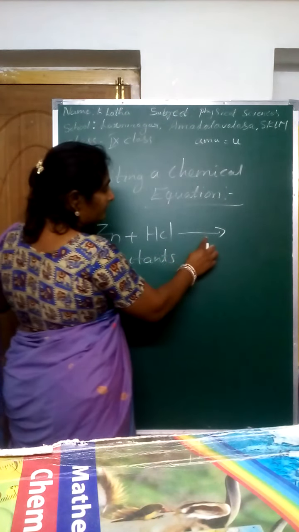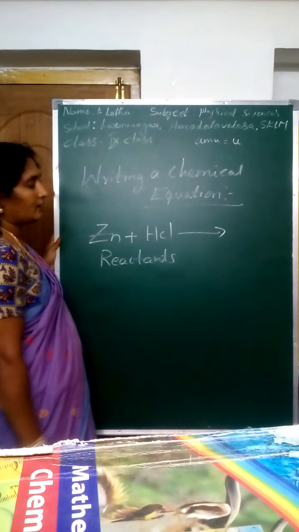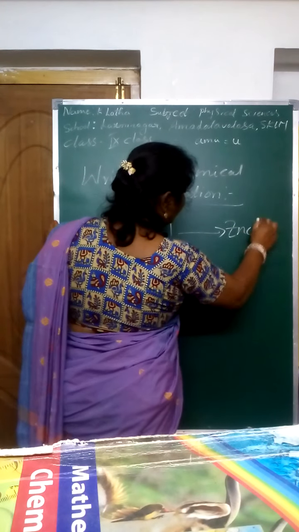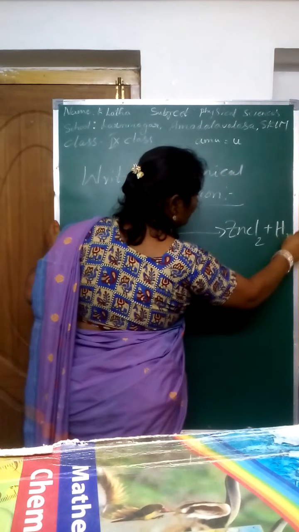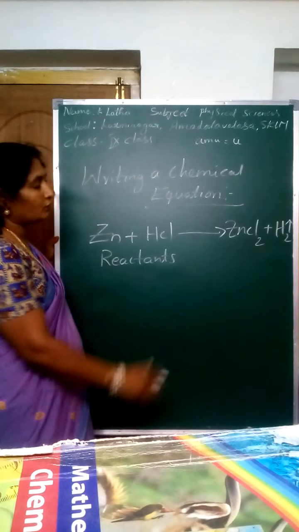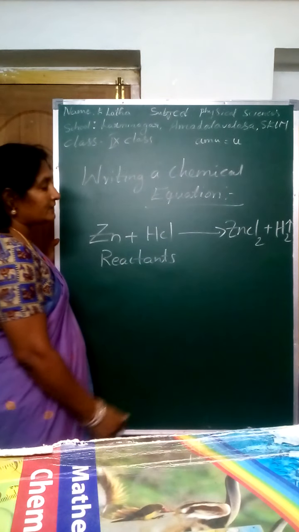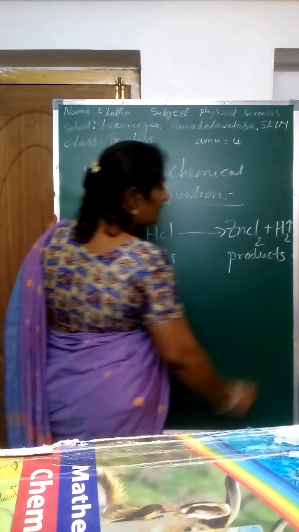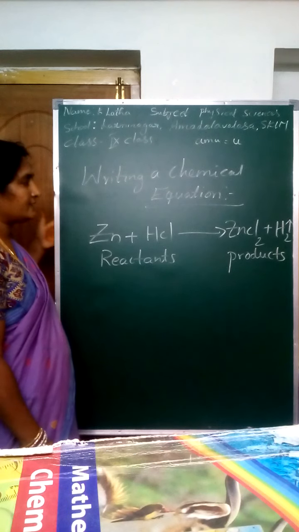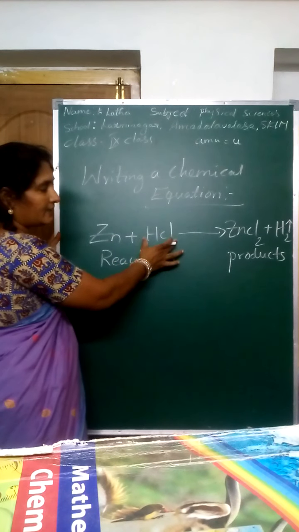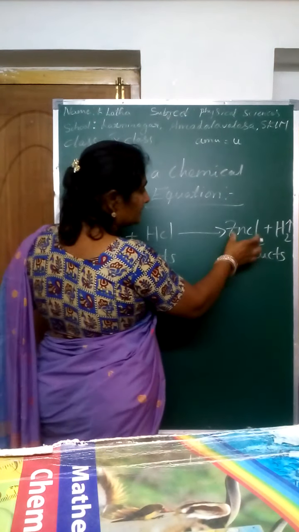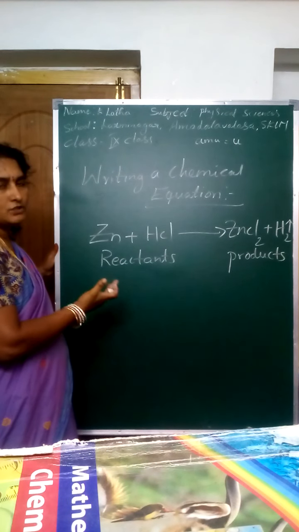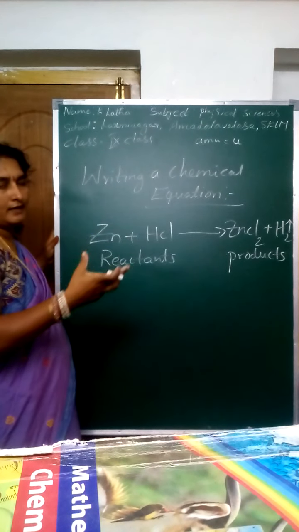Then they are separated by one arrow mark, which means gives rise to. Then zinc chloride and hydrogen gas will be released there, and those are written on the right side. These are called products. What are the reactants in this chemical reaction? Zinc and HCl. And what are the products? Zinc chloride and hydrogen. Easily we can say. It is the shorter way, with no need to write the total reaction.